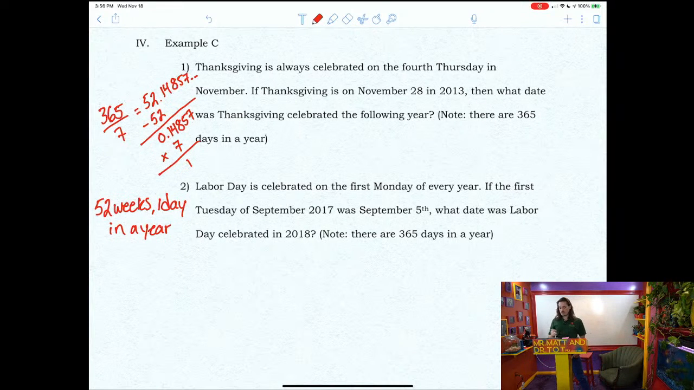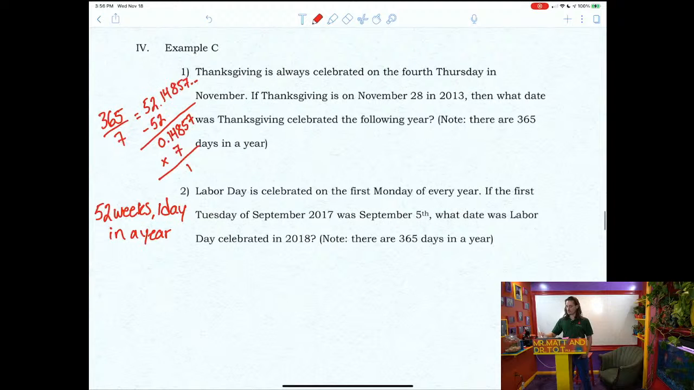But for number 1, I'm going to give you that. Now that you know everything changes by 1 date, I'm going to give you 3 additional minutes to look over 1 and 2, and then we'll go through the solution.